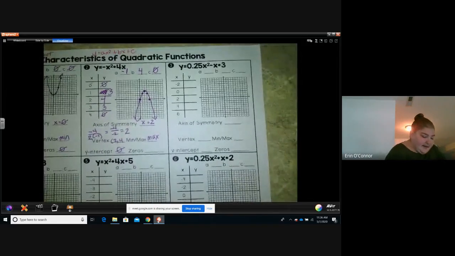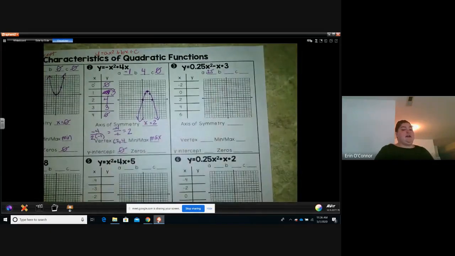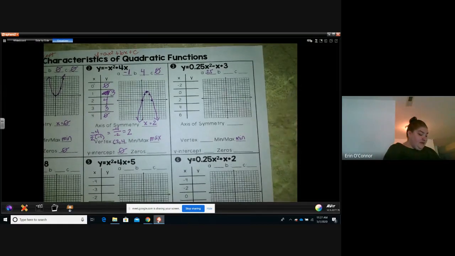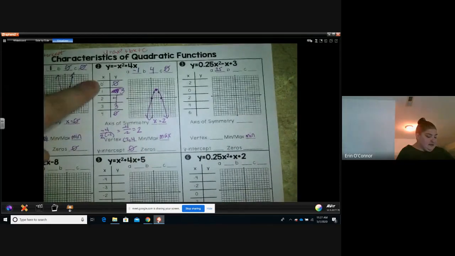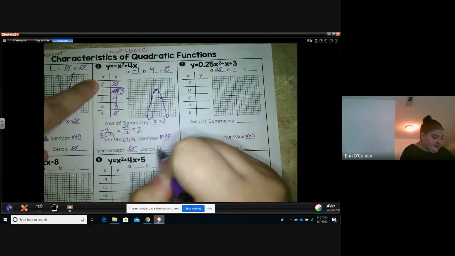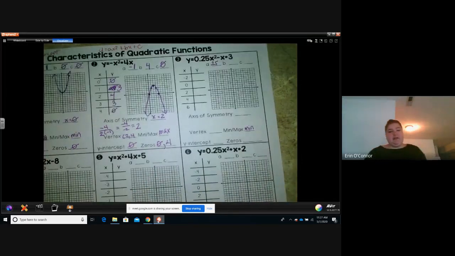Next one. So my a here is 0.25. Since a is a fraction, is this getting wider or narrower? This should be getting wider. Also, a is positive. Is this concave up or down? It's concave up. And are we going to have a minimum or a maximum? We're going to have a minimum. Oh, we forgot our zeros over here. Sorry. Our zeros are when y equals 0, what's x? So when y equals 0, x is 0. And when y equals 0, x is 4. So my zeros are 0 and 4 for that last one.